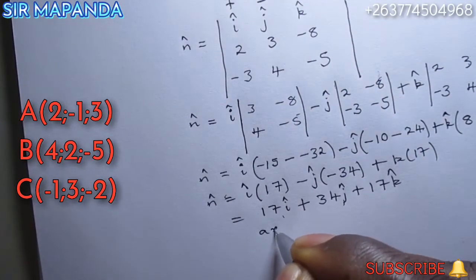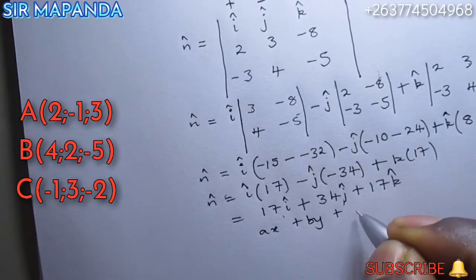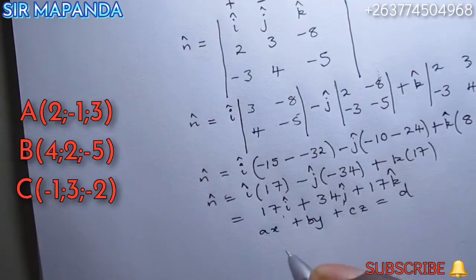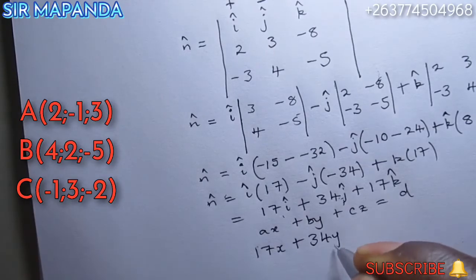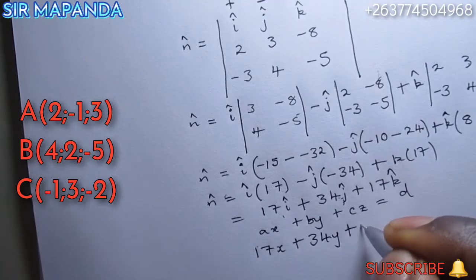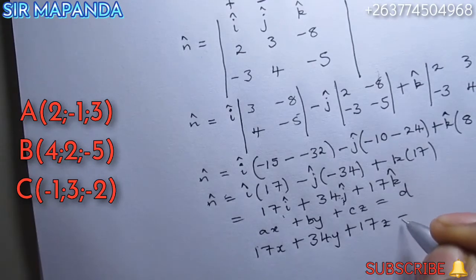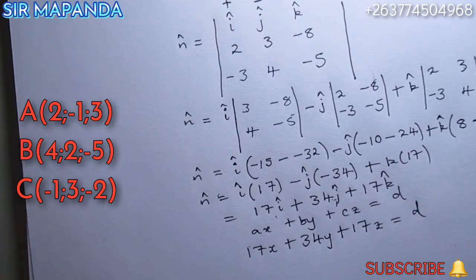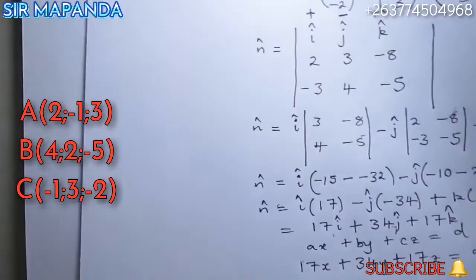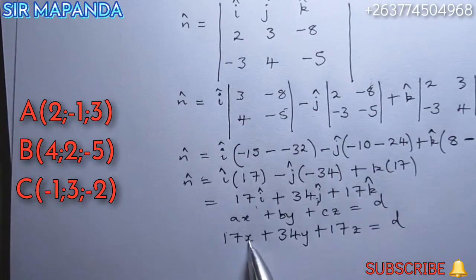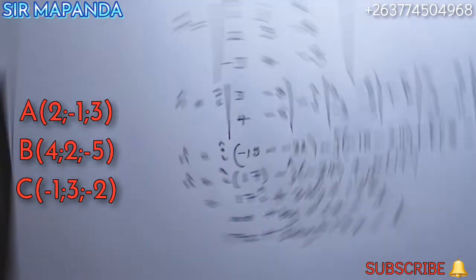So ax plus by plus cz is equal to d. a is 17, so you write 17x. Then b is 34, so plus 34y. c is 17, plus 17z is equal to d. So to find d, you choose any point which is lying on the plane ABC. You can choose A, you can choose B, you can choose C. Why? Because any point lying on ABC, if substituted for x, y, and z, gives the same value. I hope you are following.